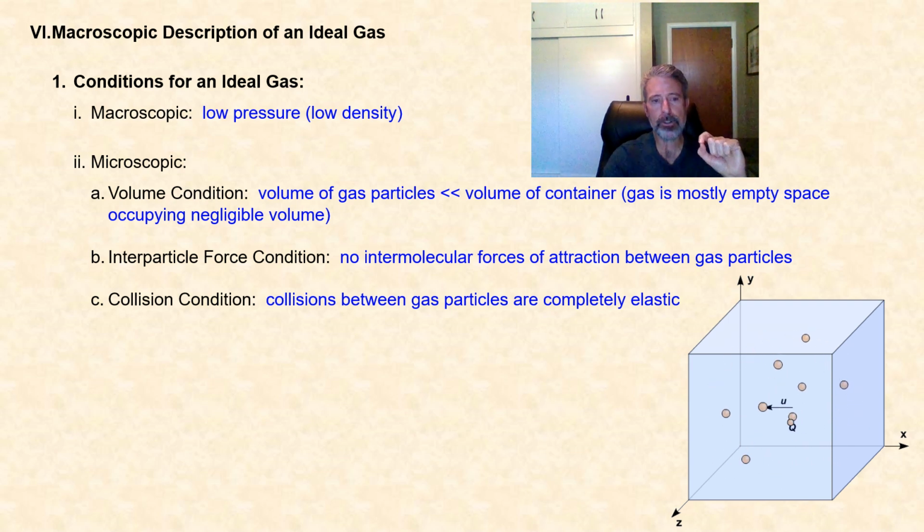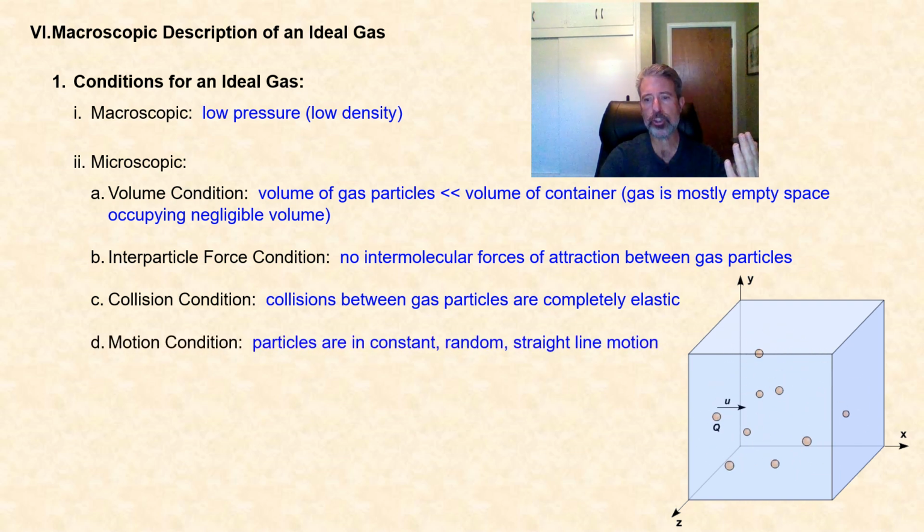That brings us to the collision condition. We assume that collisions between gas particles, whether a gas particle collides with another gas particle or whether a gas particle collides with a wall of the container, we assume that all collisions are completely elastic, meaning that they conserve kinetic energy in the collision process, that none of their motional or kinetic energy gets converted into heat as a result of the collision. And finally, we will talk about the motion condition.